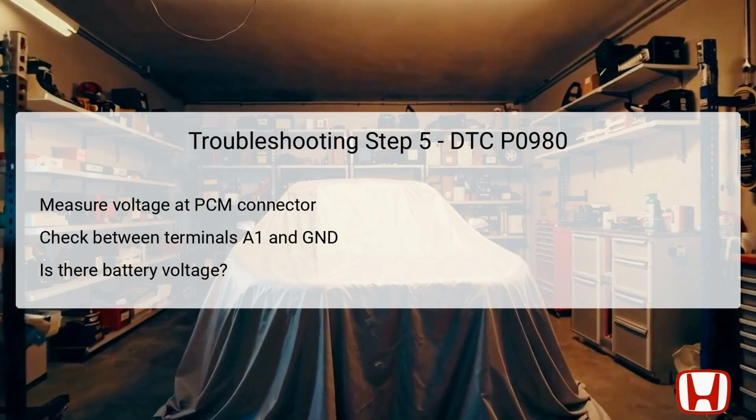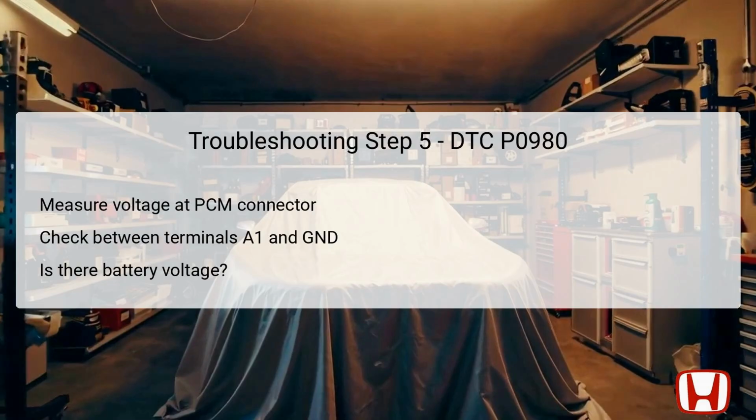If battery voltage is present, it confirms that the circuit is complete up to this point, and the issue likely lies beyond the PCM. Conversely, if no battery voltage is present, this indicates an open circuit, necessitating repairs to the wiring between the PCM connector terminal A1 and the underhood fuse relay box. This step is crucial for pinpointing where the electrical failure is occurring in the circuit, and it directly influences the next diagnostic actions.